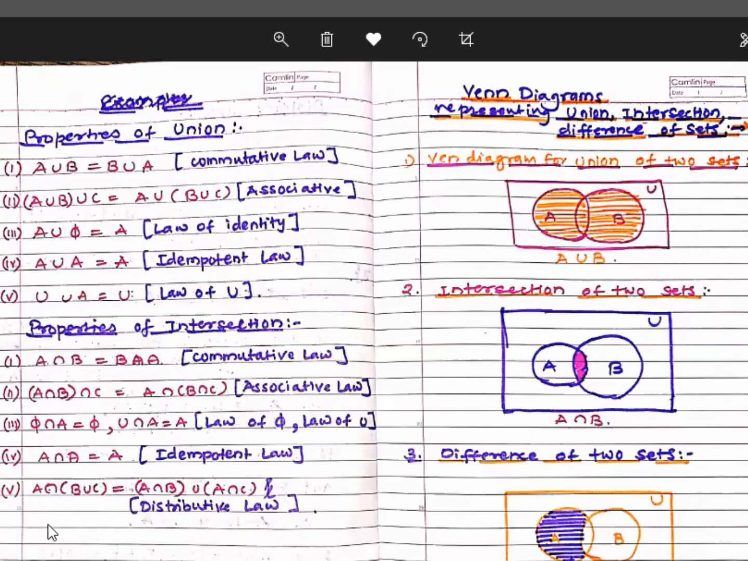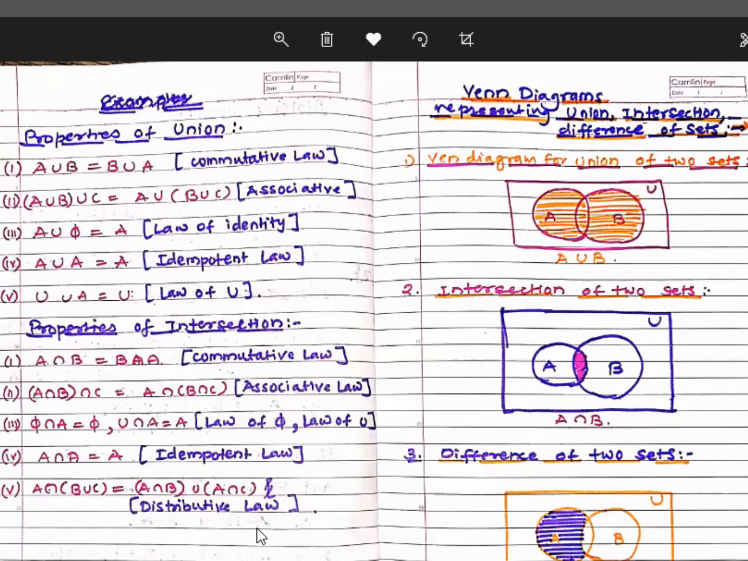Okay, and then we have one more new property for the intersection of two sets. It is known as the distributive law. It is distributive of intersection over union, and it will be defined as A intersection (B union C) is equal to (A intersection B) union (A intersection C), right? So that is called the distributive law or distributive property. So these are some properties for union and intersection. This will be helpful while solving the examples.